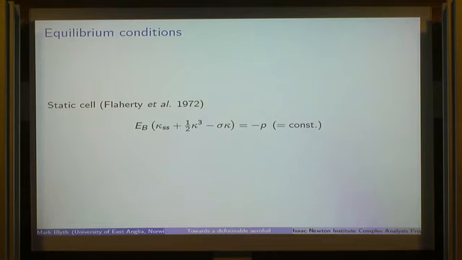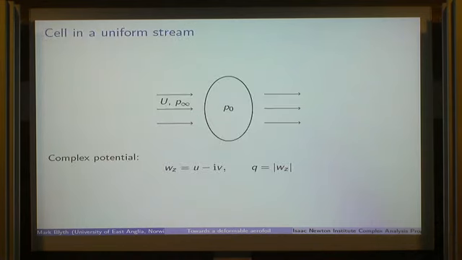So let's think about that case to start with. So take p to be a constant and get rid of gravity. What do the solutions look like? Okay, sorry, we'll get to that in a second. Let's just talk about the formulation in the presence of flow first.